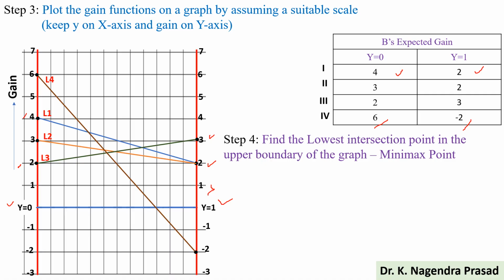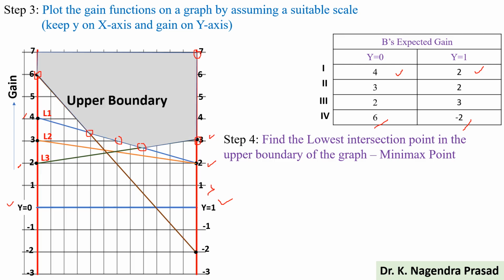So next we have to find the lowest intersection point in the upper boundary of the graph. So first we have to identify the upper boundary of the graph. So this is the region, the upper boundary of the graph. So here the intersection points are, these are all the intersection points.